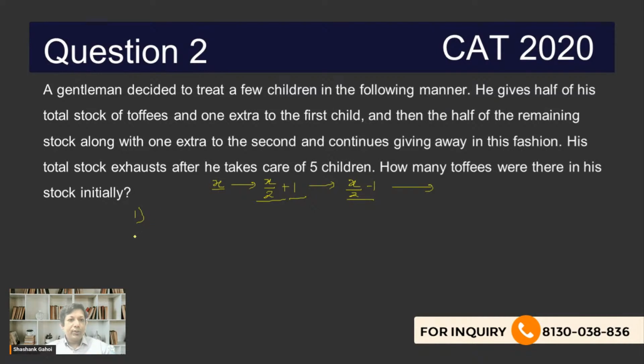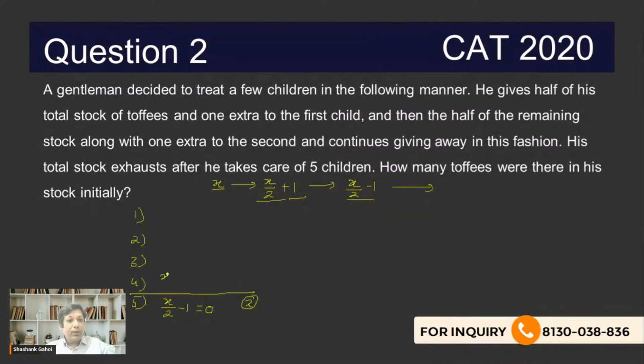What I'm going to do: the first child, second child, third child, fourth child, and fifth child. So when the fifth child came, how many toffees was he left with? That is x by 2 minus 1. And after he gave one toffee and half of the toffees, the number of toffees became 0. So it means he has given all the toffees. So when the fifth child came, he was left with two toffees, right?